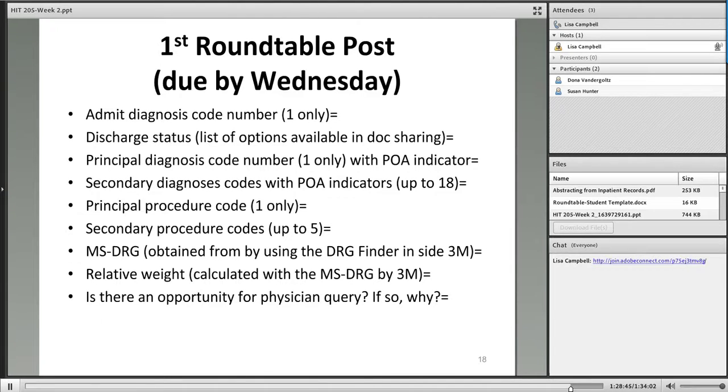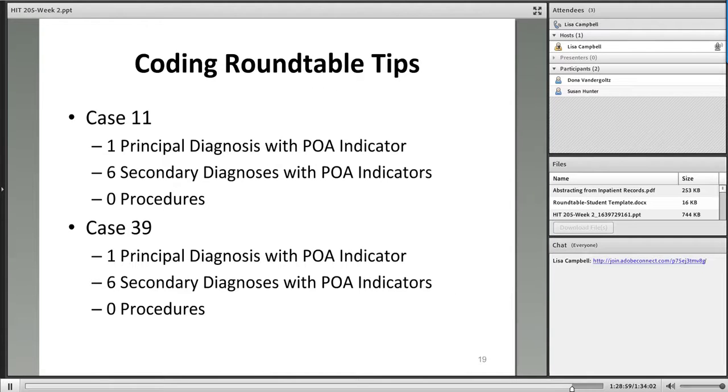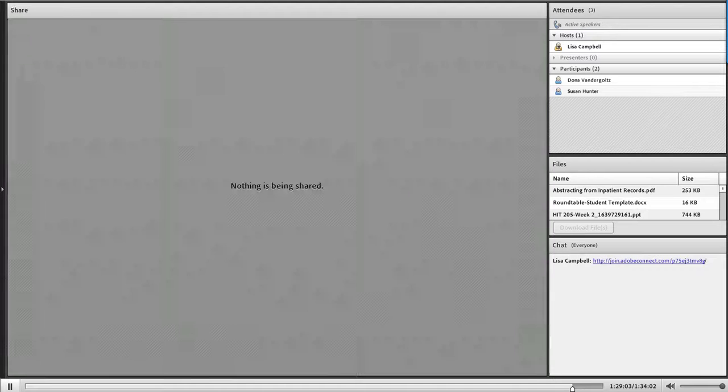Okay. Again, in the round table, the goal is for you not to get 100, because you're going to get 100 if you participate and if you follow the rules. So rule number 1, first post by Wednesday. First post must include your answers to both cases. And let me just pull this up, because I think it's important for you to see the format so that there is no confusion.